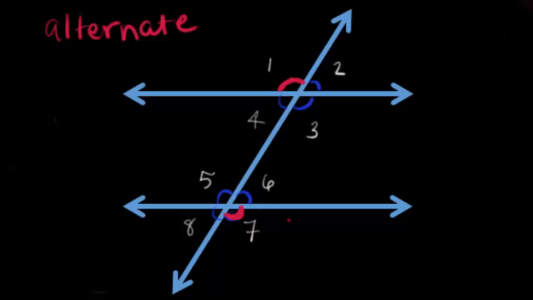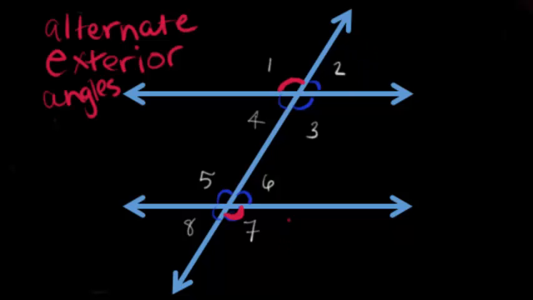But instead of being interior angles, which would imply that they would be between our two parallel lines, they are outside of the parallel lines, which means that they are alternate exterior angles. What this means is that if angle 1 has a measure of 110 degrees, then we instantly know that angle 7 is also going to have a measure of 110 degrees.